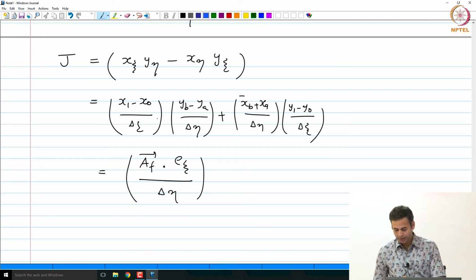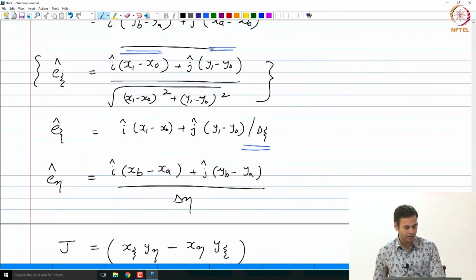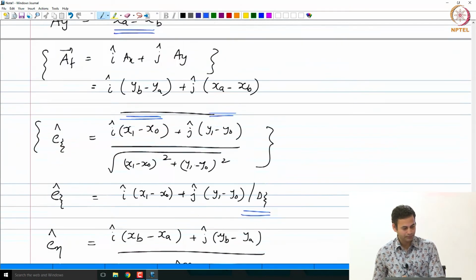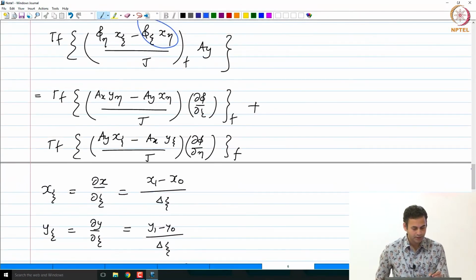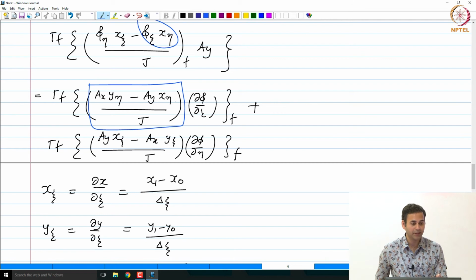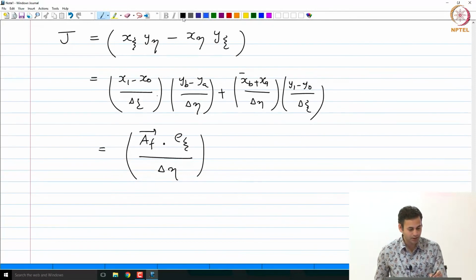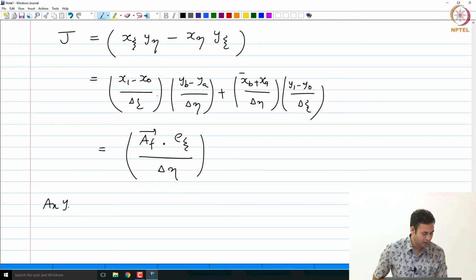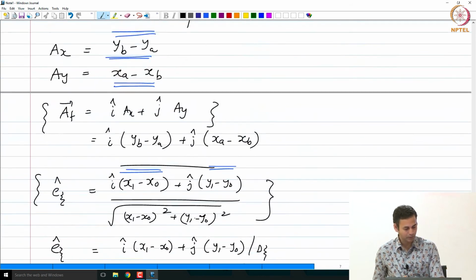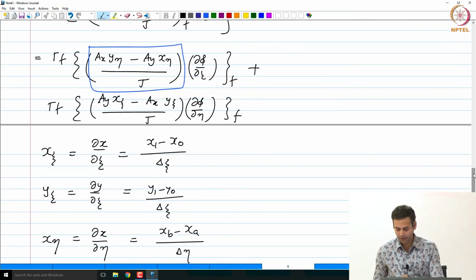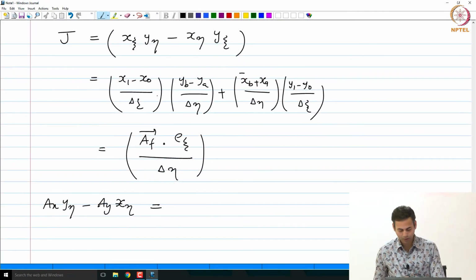So Jacobian is done. Then what else we have? We have again the other two quantities, which are basically this one, ax y eta minus ay x eta upon Jacobian. We will come to Jacobian a little later, okay. I will evaluate the numerator here, which is ax y eta minus ay x eta, okay. So that is how much? Ax y eta minus ay x eta. Is that correct, what I have written? Yeah?